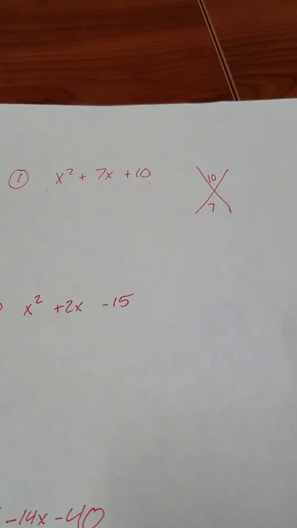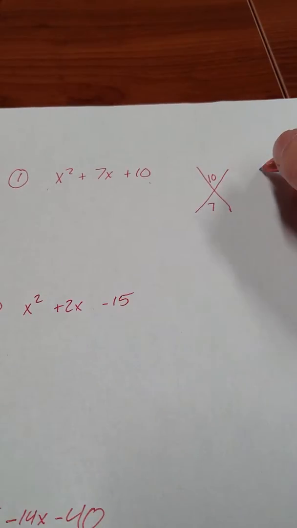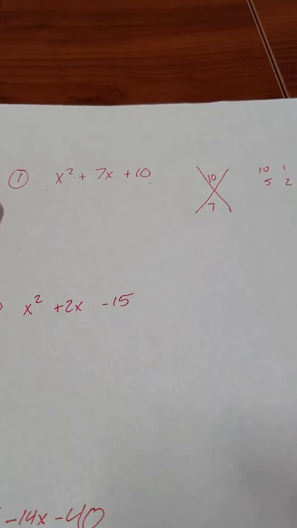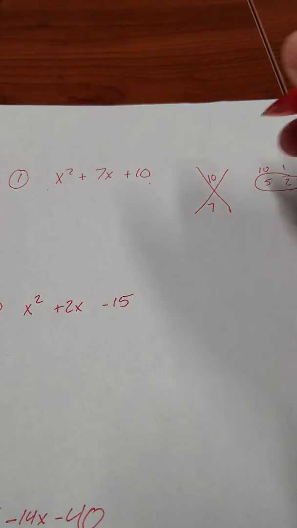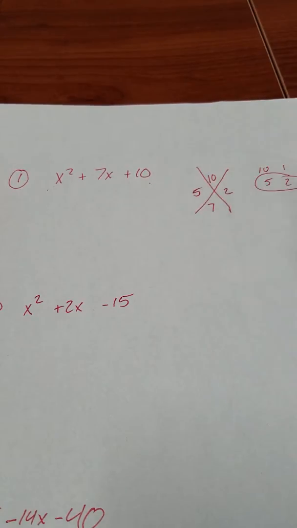If you want to do it a different way, then that's fine. But this just kind of keeps you organized a little bit. Multiplies to give 10 and adds to give 7. So you can start thinking through all the factors. We have that's 10 and 1, that's 5 and 2. I think those are the only factors we have of 10. Now we know it has to add to give a positive number, so we know both of these need to be positive. So the one we're looking for is 5 and 2.